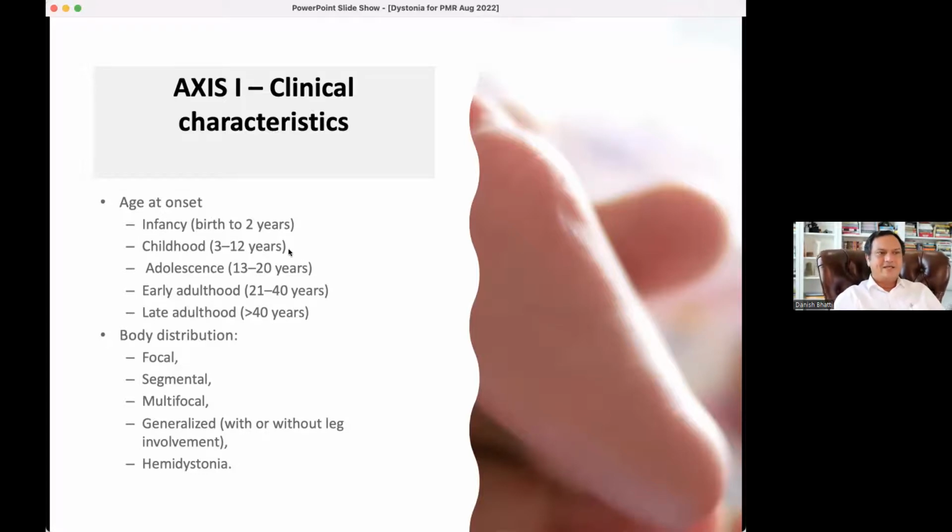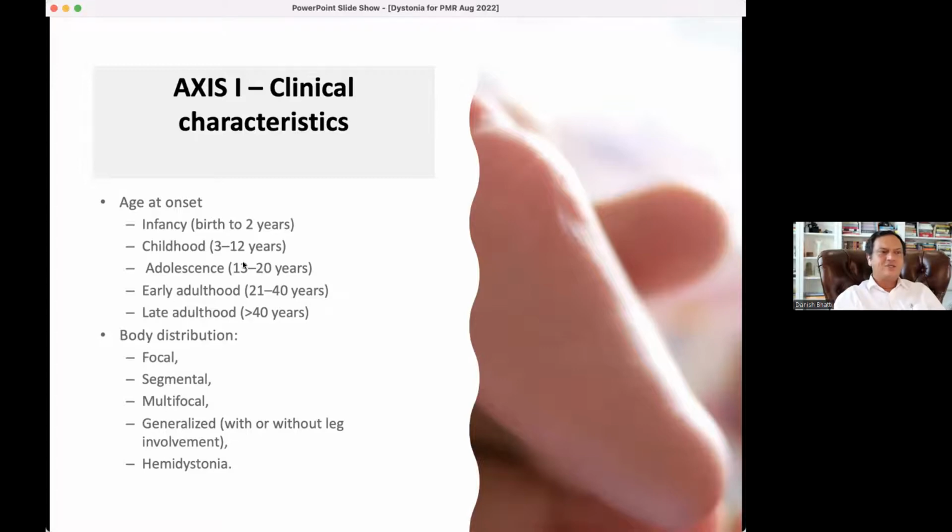So in these new definitions, we have set timelines: birth to 2 years in infancy, childhood, adolescence, early adulthood, and late adulthood. And this is the onset of when the dystonic abnormality started, based on the patient's recall or examination. But more commonly, we just label the dystonias based on body distribution: focal dystonia, segmental, multifocal, generalized, and hemidystonias.